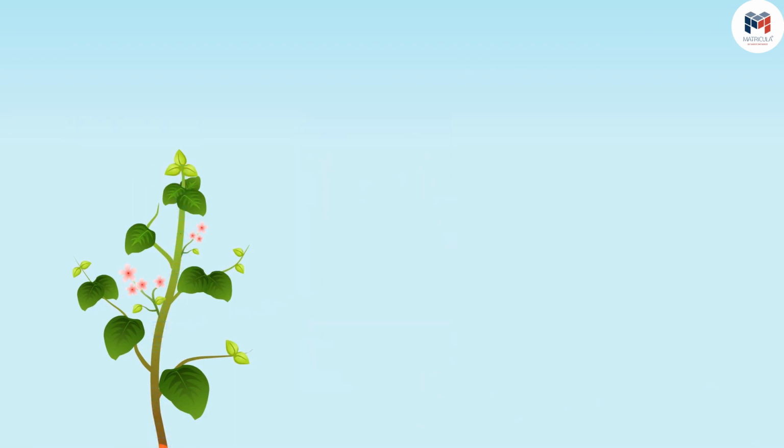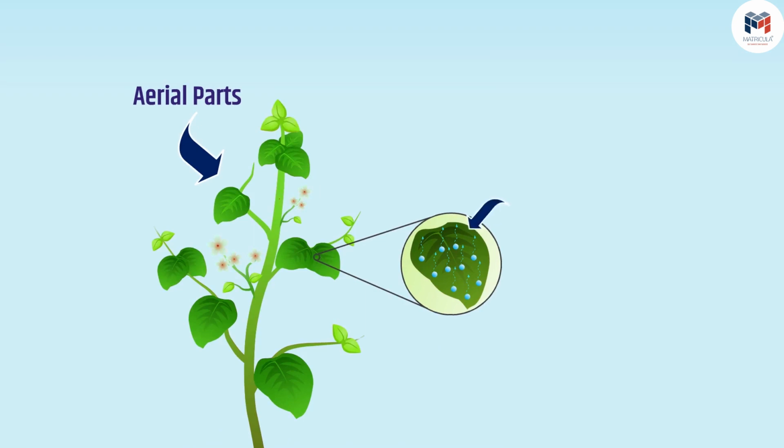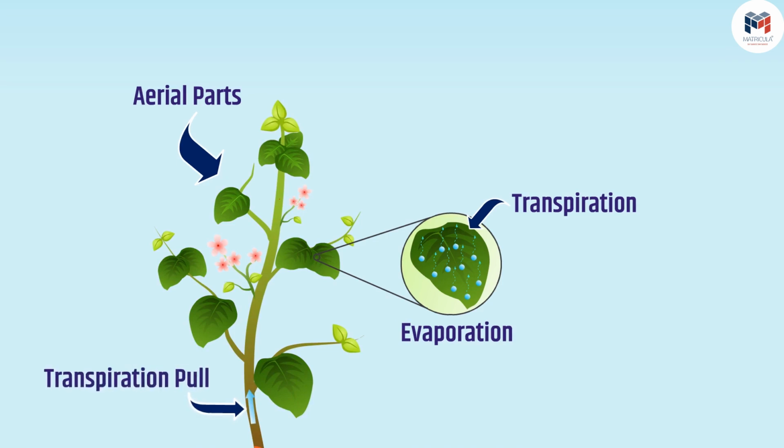Similarly, there is loss of water in the form of vapor from the aerial parts of plant, which is called transpiration. This evaporation creates a suction called transpiration pull, due to which water gets pulled upward and hence it can reach various parts of the plants. Further, transpiration also regulates plant temperature.